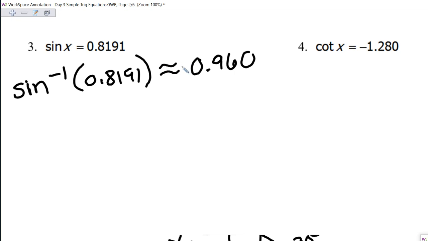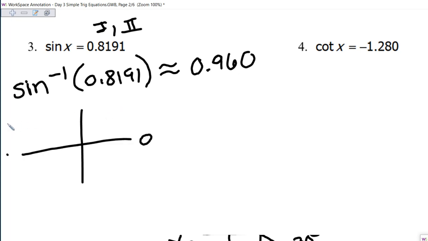But notice my sine value is positive. So in which quadrants is the sine going to be positive? 1 and 2. So I need 2 answers here. Well, I know in radians this is 0. This is pi. And what is pi approximately? 3.14. And up here at 90 degrees, this is pi over 2. And that would be 3.14 divided by 2, which would be approximately what? 1.57.